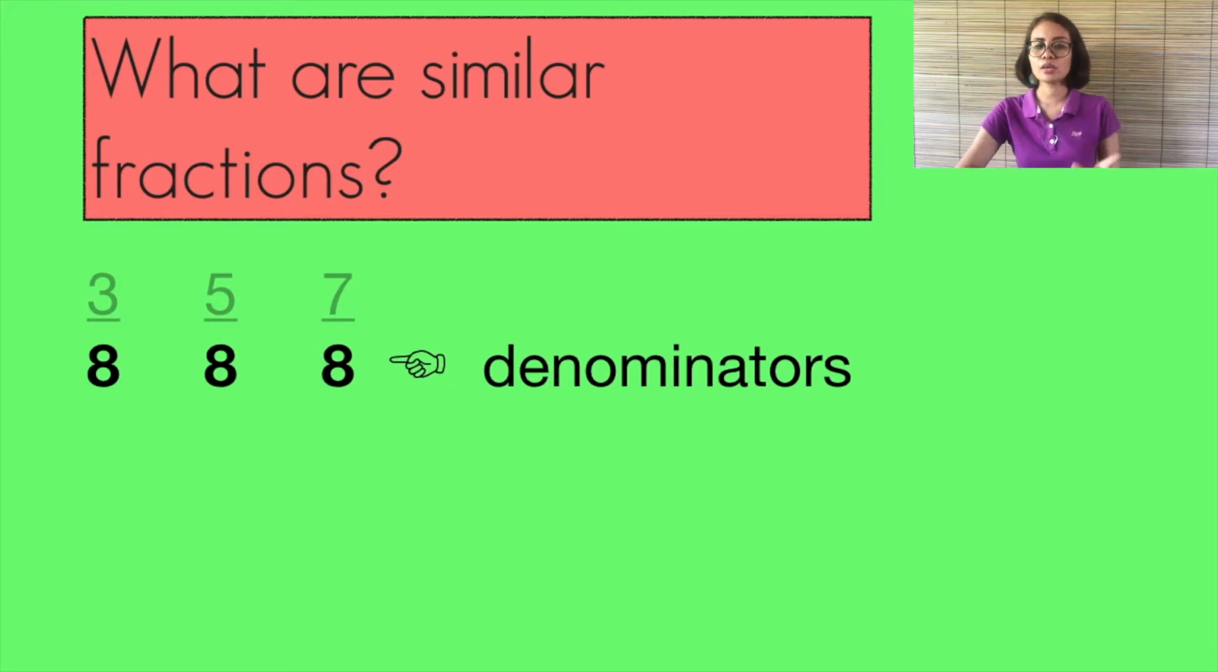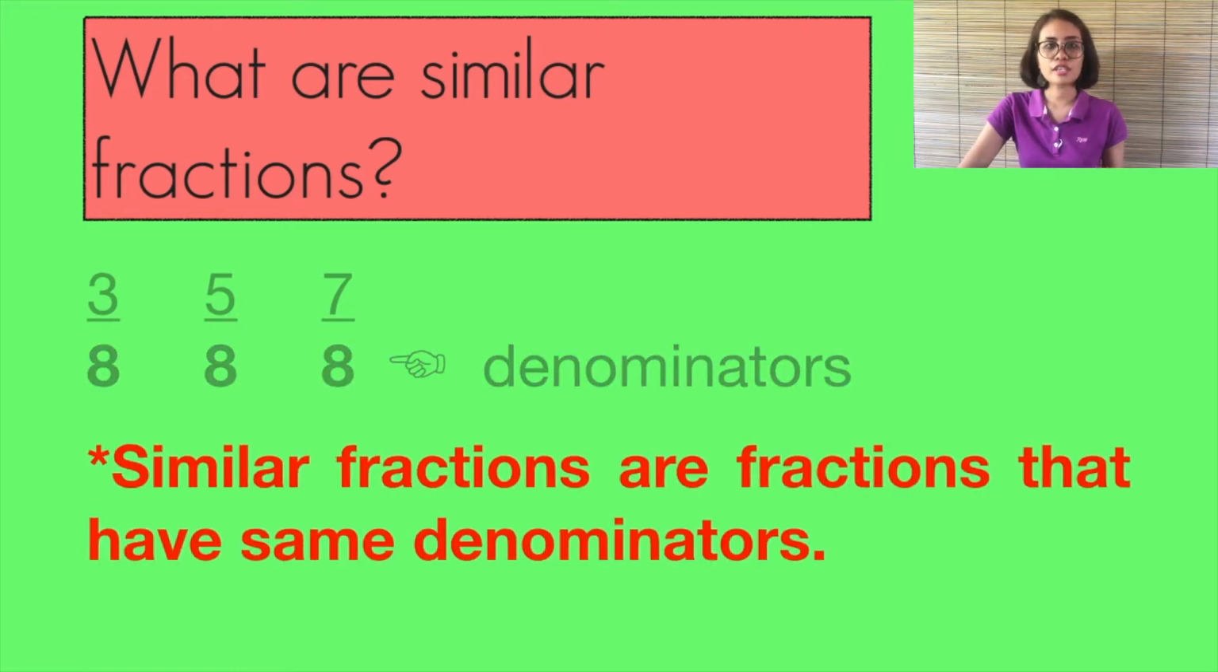So, look at their denominators. Basically, they are the same. All of them are number 8. Therefore, we can say that similar fractions are fractions that have the same denominators. That's why they are called similar fractions.